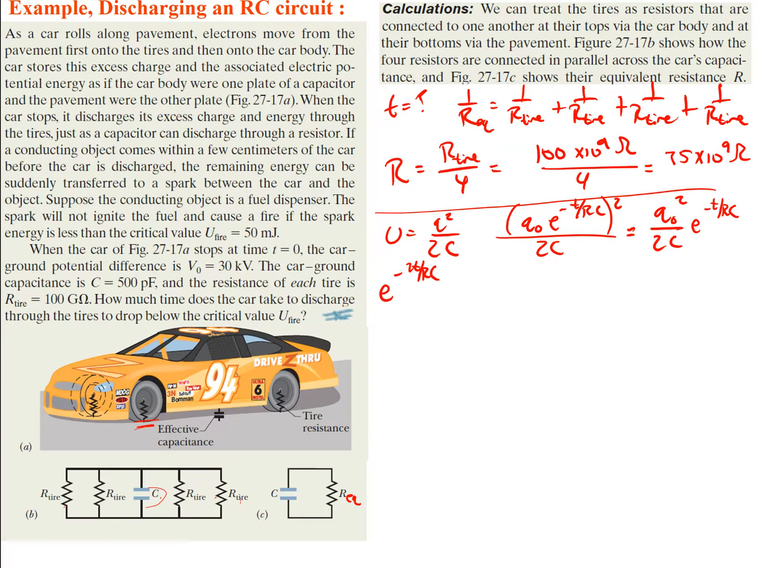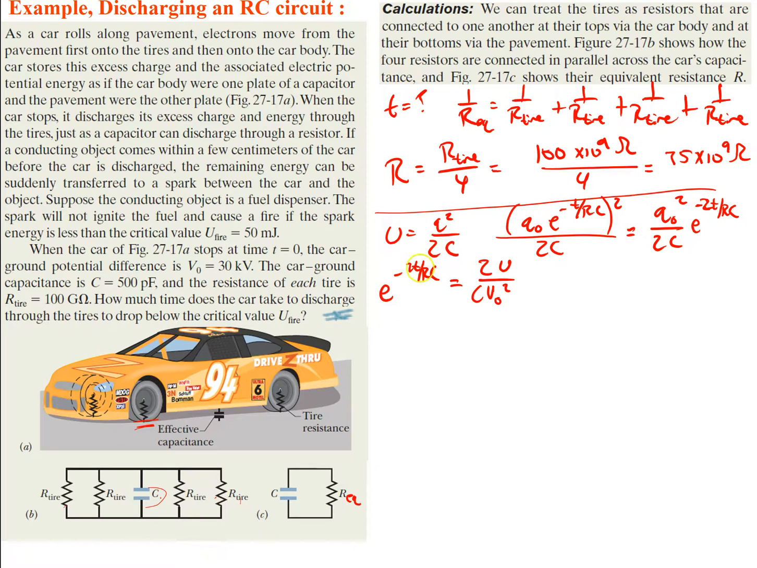Oops, I think I forgot. Yep, let me go back and put in the 2. This is actually negative 2t, because since this is squared, you can distribute that 2 in and multiply the exponent there. So you have negative 2t over RC. And then we can just set this equal to everything that's left, so that's going to be 2U divided by C V naught squared.